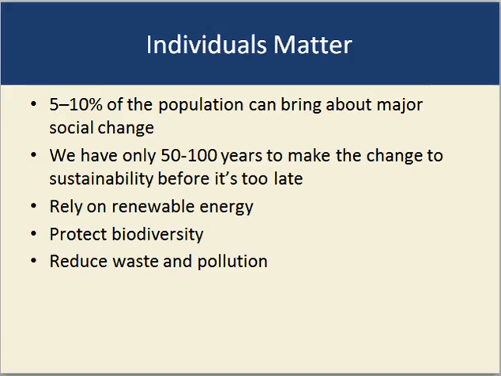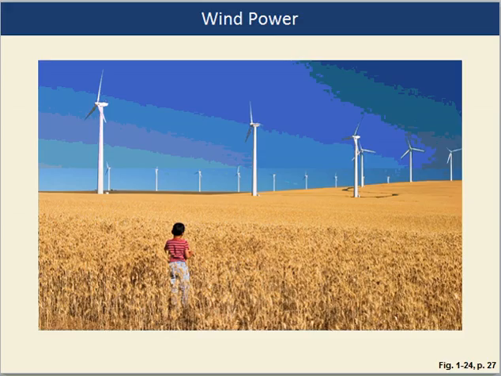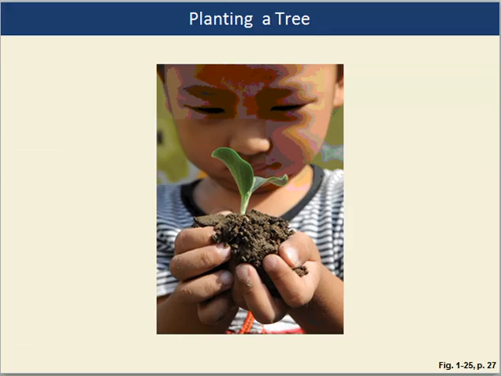Individuals do matter. Relying on our renewable energy, which we'll be talking about more in our energy unit, protecting our biodiversity, reducing waste and pollution. Capturing wind is one of the world's most rapidly growing and least environmentally harmful ways to produce electricity. And something as simple as this young child planting a tree.